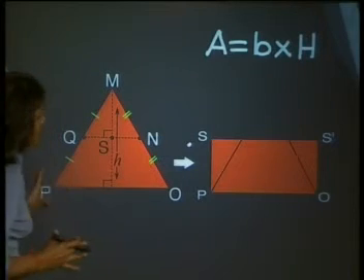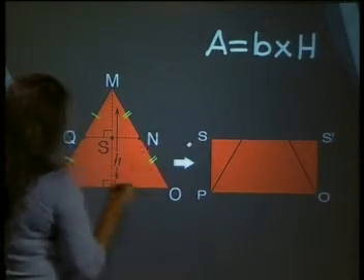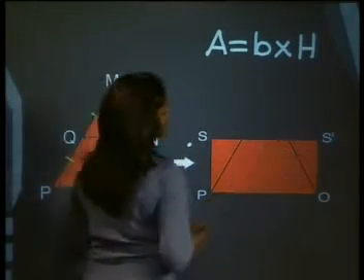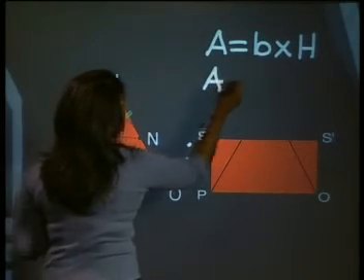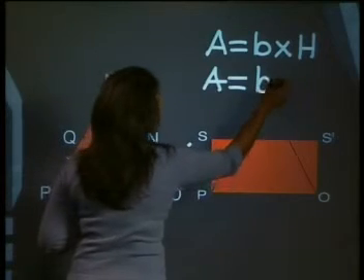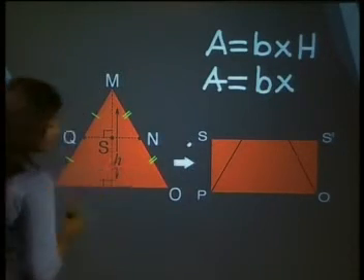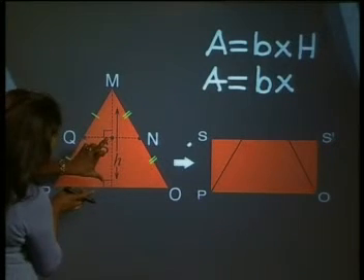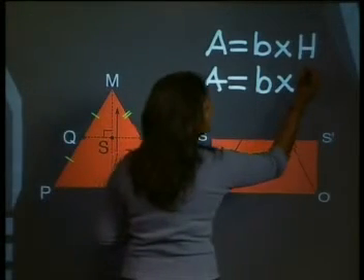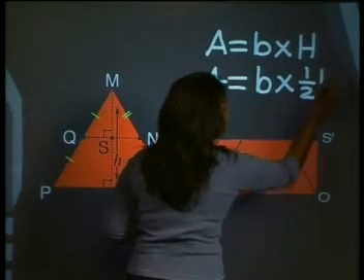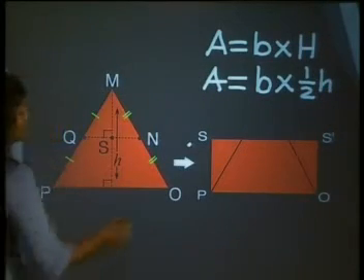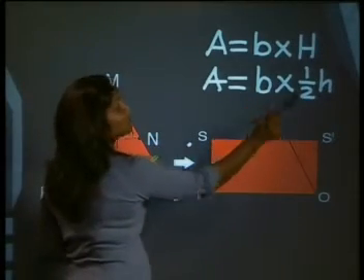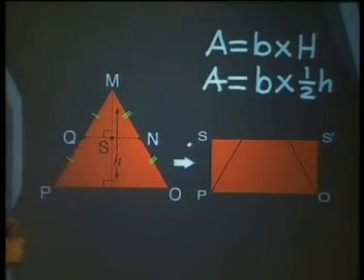Now, when we found this rectangle, all we did was move pieces of the triangle to make this rectangle. So we can instead say that the area is equal to the base times, now the height of this side was half the height of the original triangle. So we can write this height as half small h. So the area of this triangle is area is equal to base times half of this height.